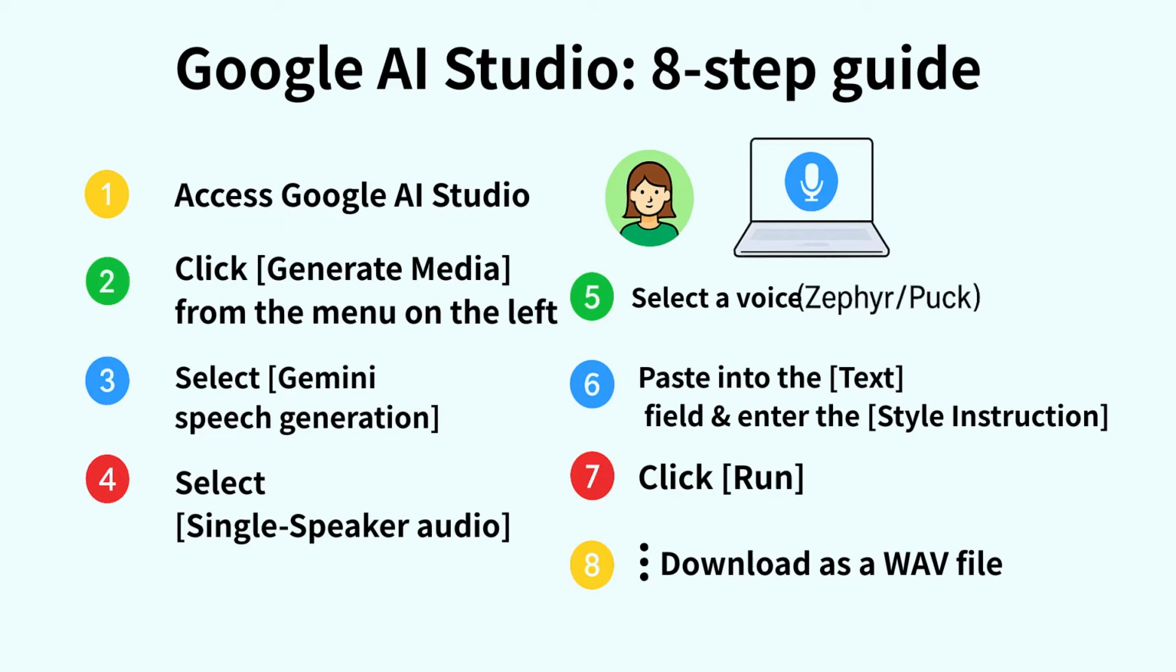Step 5, choose your voice. Zephyr is a female voice and Puck is a male voice. Once you get used to it, feel free to try other voices too. Step 6, paste your script into the text field and use the style instruction to set the emotion. Step 7, click Run to generate your audio. Step 8, click the vertical ellipsis at the bottom left to download your audio in WAV format.